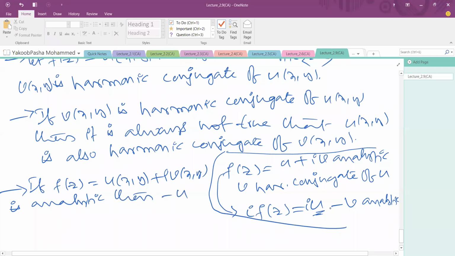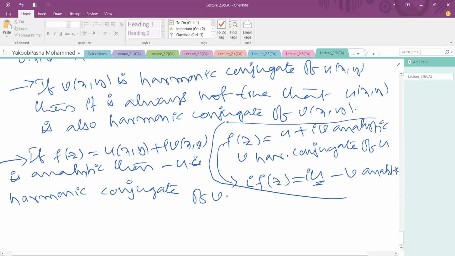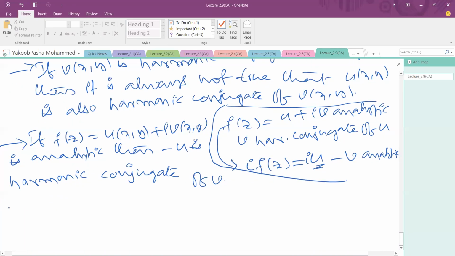Minus u. If u is the harmonic conjugate of minus v, then minus u is the harmonic conjugate of v. So minus u is the harmonic conjugate of v. Now if we take two functions, u of x comma y and v of x comma y, that are harmonic conjugate to each other, in this case they are constant.